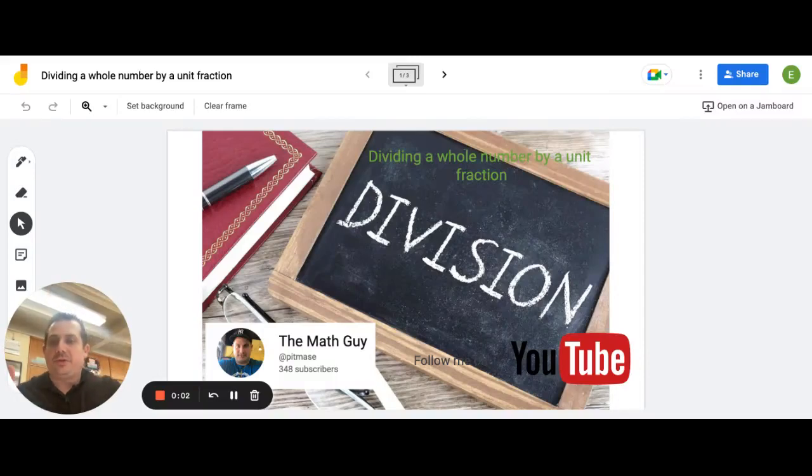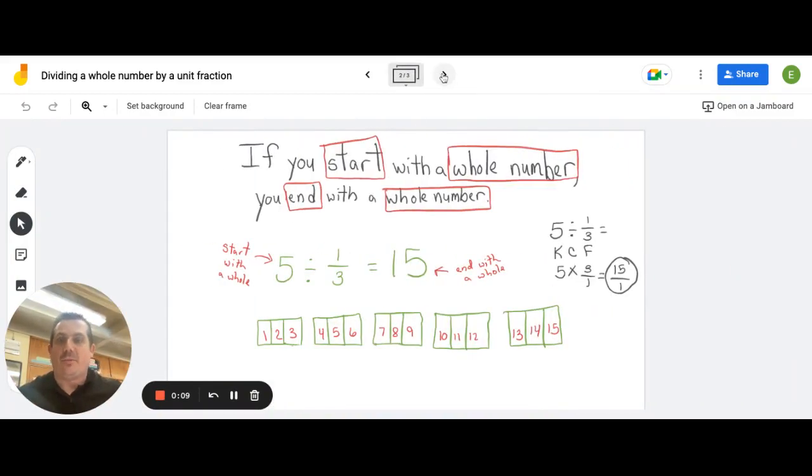Okay, going to do this quick video on dividing a whole number by a fraction. All right, so let's take a look right over here. First thing we want is a whole number divided by a unit fraction. When we're focusing just on unit fractions, we're focusing on fractions that have a 1 in the numerator, like this. So we have 5 divided by 1/3. Whole number divided by a unit fraction.